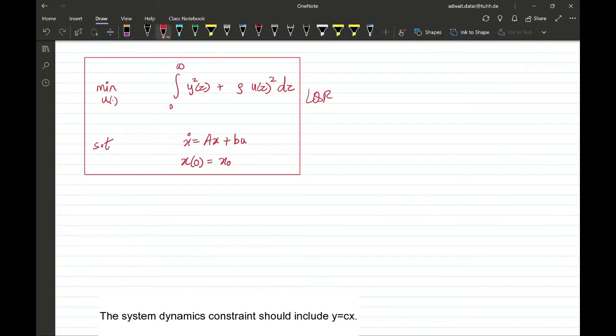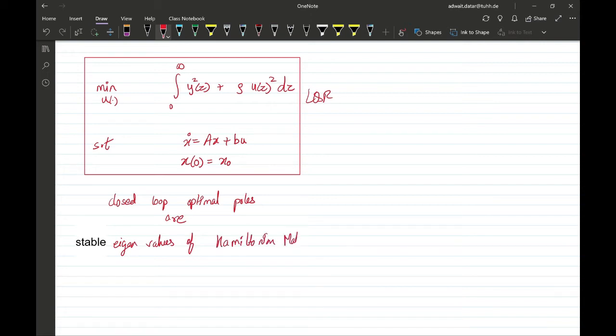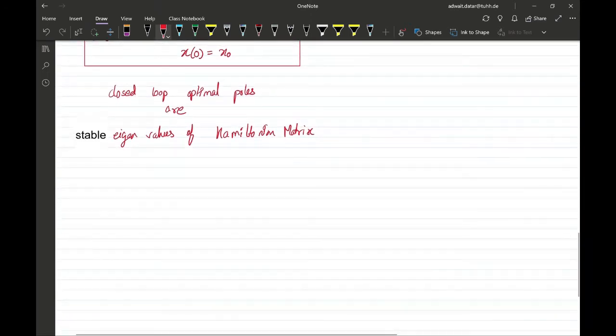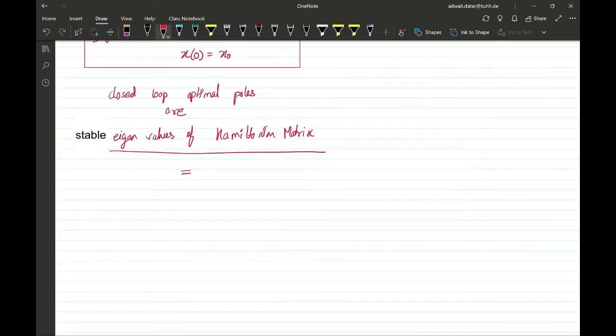So what we know is that the closed loop optimal poles are the eigenvalues of the Hamiltonian matrix, and we know that the eigenvalues of the Hamiltonian matrix are equal to the poles of the closed loop shown below. And this is the block diagram.